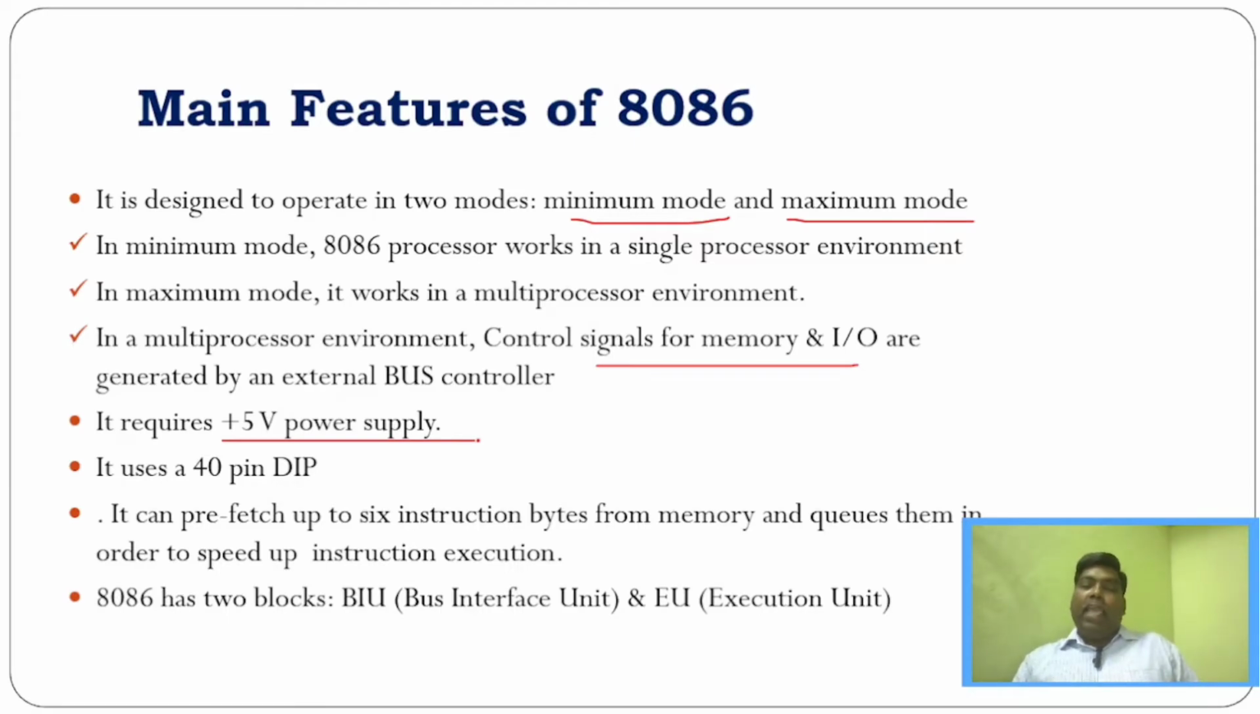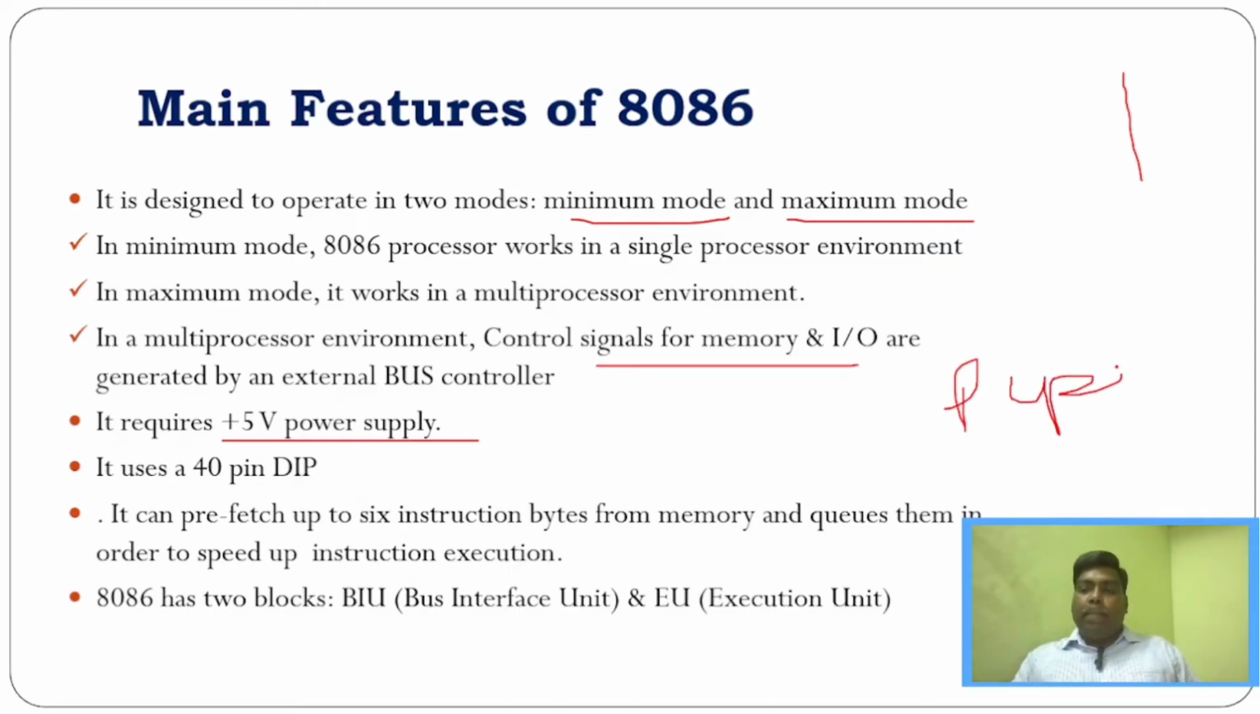Very importantly, it has a 6-byte instruction queue, where it can prefetch instructions, that is, 6 bytes of instructions can be prefetched and saved in a buffer in that instruction queue, so that the execution can be done one by one. More importantly, this instruction queue helps 8086 to perform pipelining.